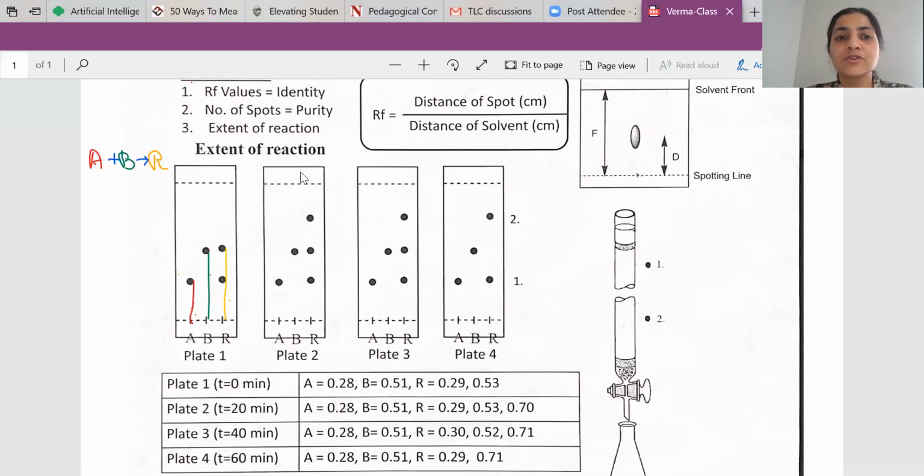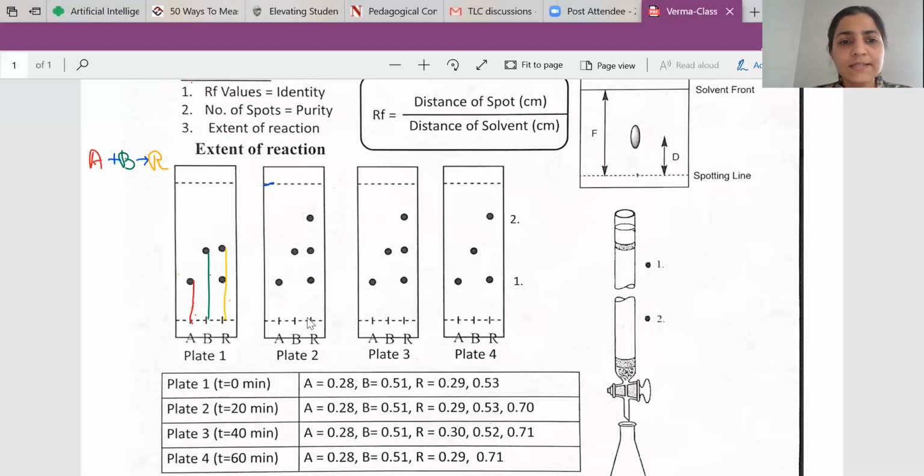Always remember to leave a little bit of dry space up here. And when you take the TLC plate out, always mark with your pencil so that you would know where the solvent front is.